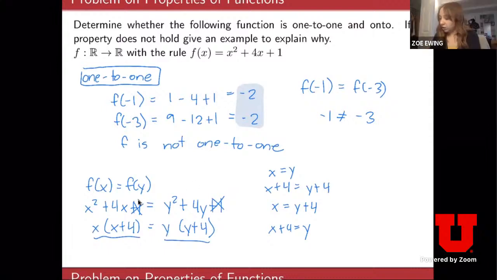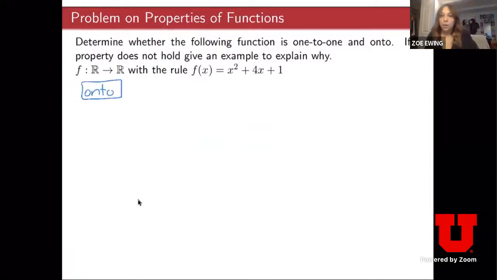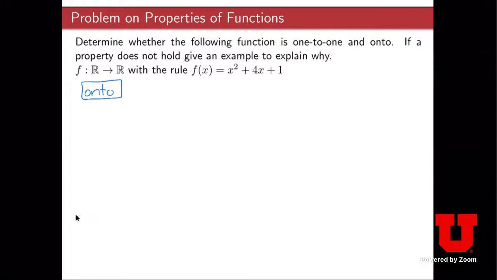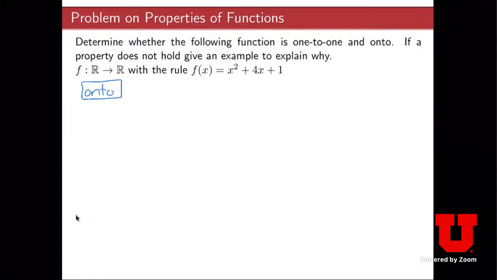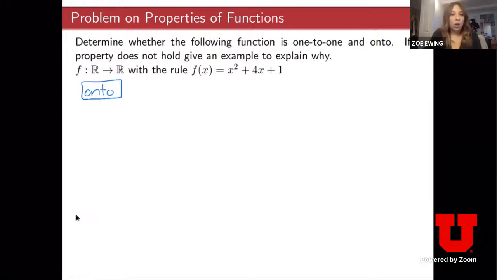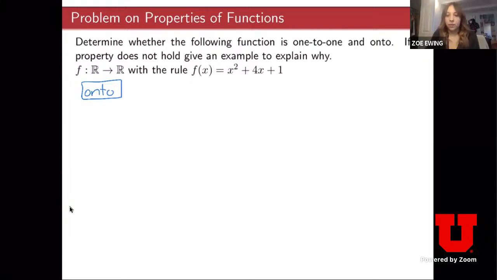All right, so let's go on to onto. Did anybody find an answer for this one? I know onto is sometimes a little bit less instinctual, but. It's not onto. Yeah, did you find a counterexample? Not a specific one. I mean, probably a low negative number would never map to. Mm-hmm. Yeah, did anybody work through a counterexample?